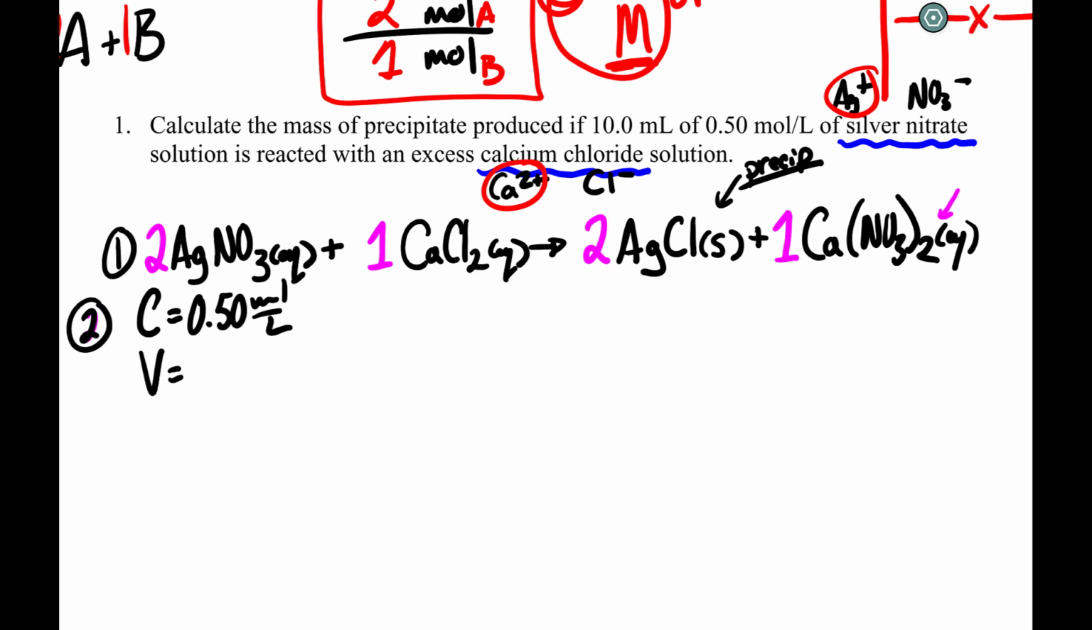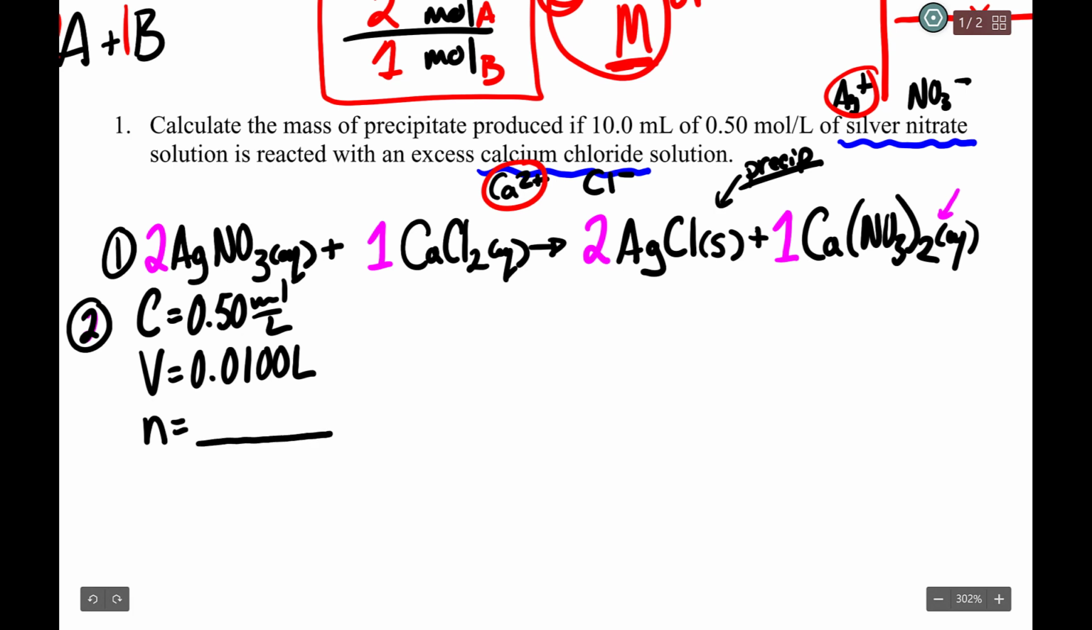Now, because the concentration is in moles per liter, we should convert the volume to liters. That would be 10 milliliters divided by 1000 milliliters per liter, which is 0.010 liters. Now, in any stoichiometric process, we always have to calculate moles. It's the baseline of all the work we do. So I am going to have to figure out the number of moles of silver nitrate so I can do a mole to mole ratio.